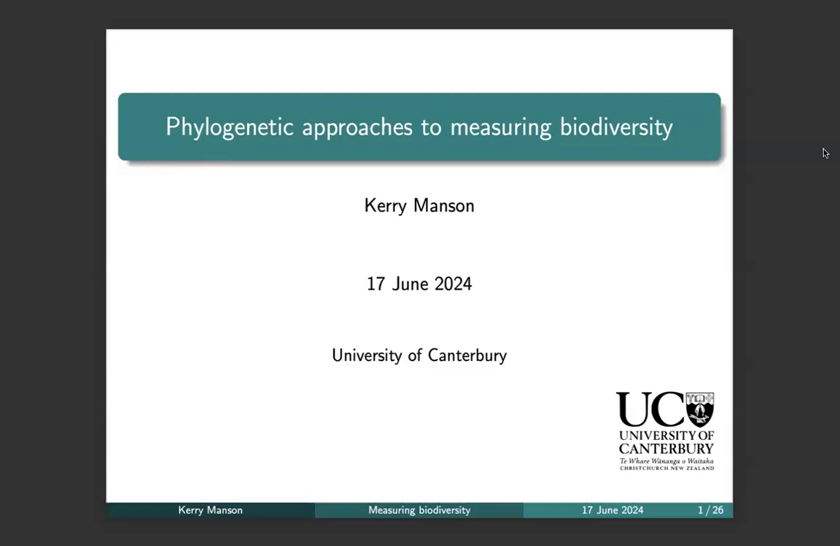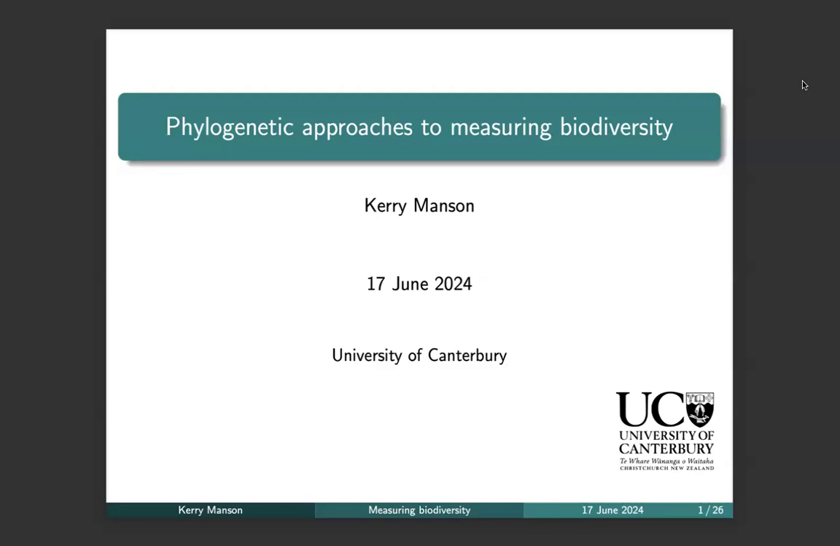So today I want to talk about phylogenetic approaches to measuring biodiversity. When we think of this idea of biodiversity, one way to think of it is as the variety of life and types of life on Earth. But we'd like to be a bit more specific than that. I'm looking to quantify this idea.